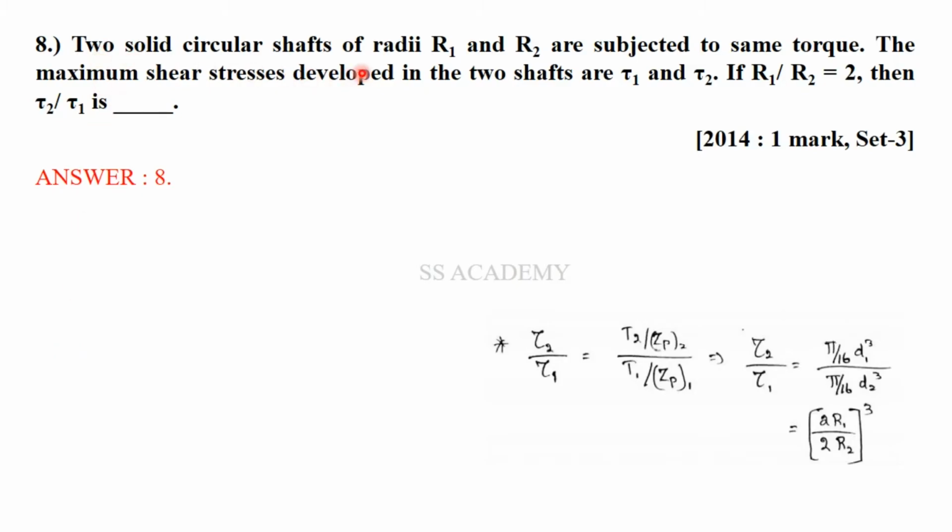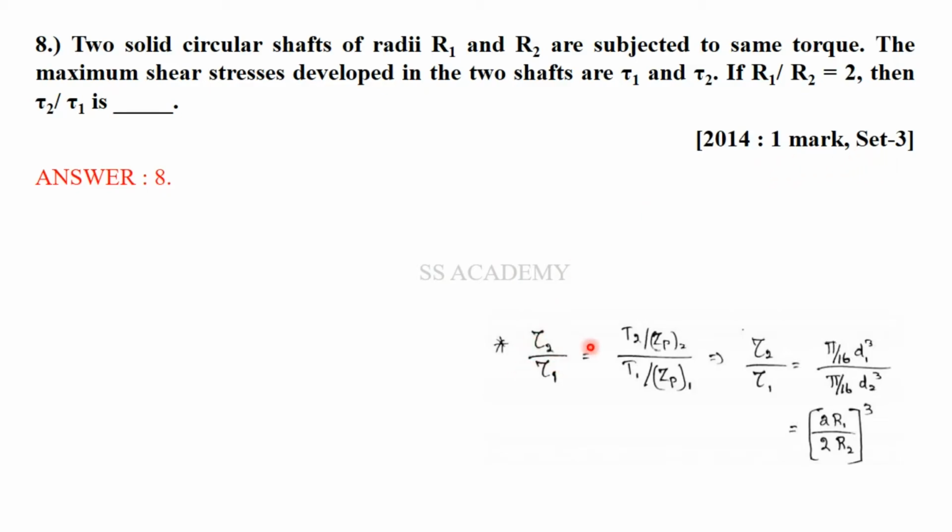Two solid circular shafts of radii R1 and R2 are subjected to the same torque. The maximum shear stresses developed in the two shafts are tau 1 and tau 2. If R1 by R2 is equal to 2, then tau 2 by tau 1 is. They have asked the ratio of the maximum shear stresses developed in the shaft. It is a 2014 Set 3 question being asked for 1 mark.